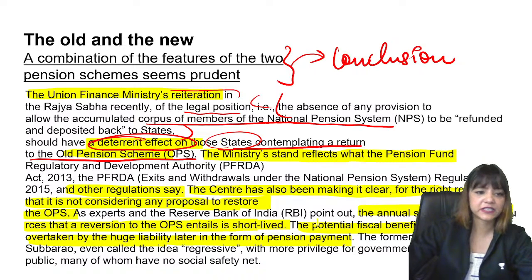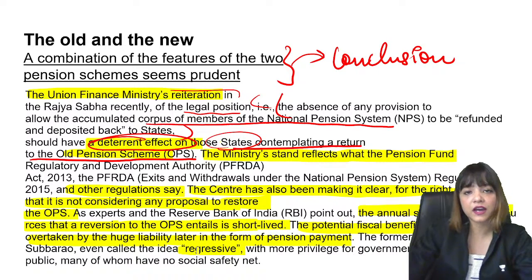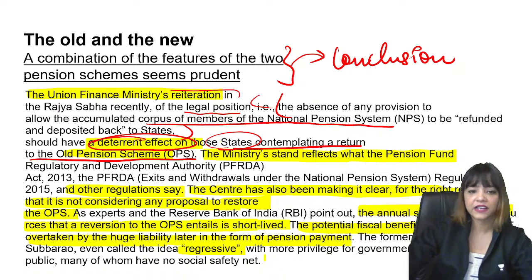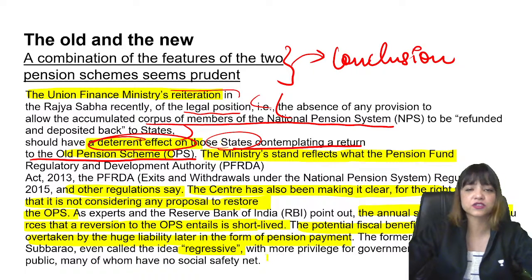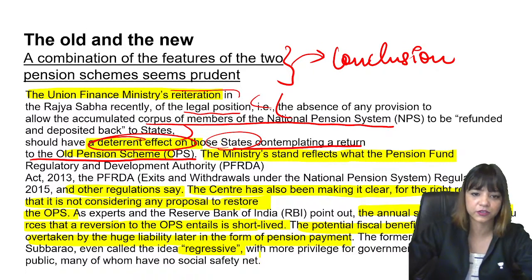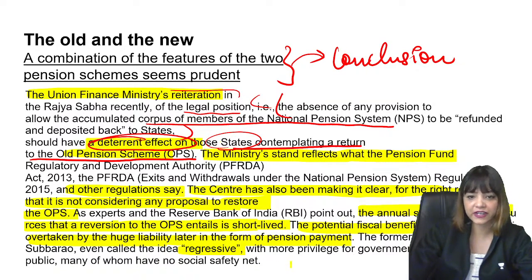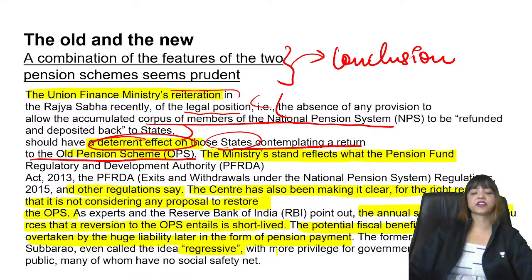The former RBI governor, D. Subbarao, even called the idea regressive. तो इस आइडिया को बोला आरबीआई गवर्नर ने कि ये रिग्रेसिव आइडिया है, ठीक है? This idea of going back would be a regressive idea, मतलब ये हमें वापस से पहले मेथड पे जाना पड़ेगा, and it is a less civilised method, less developed method with more privilege for government servants than the public, many of whom have no social safety net. और क्यों बोल रहा है ये, इसको रिग्रेसिव क्यों बोल रहा है?